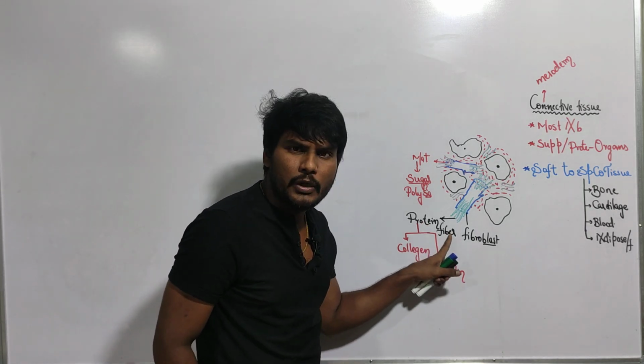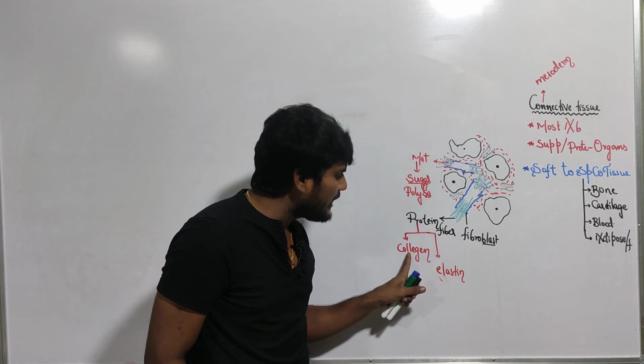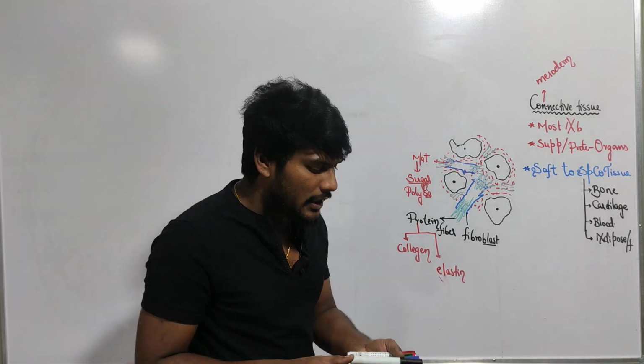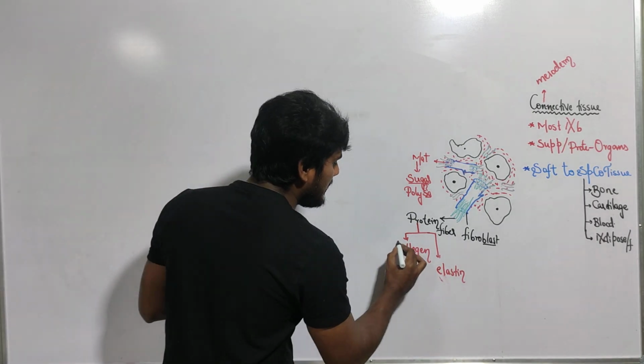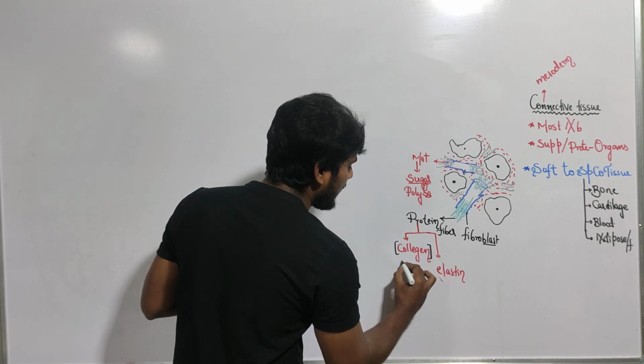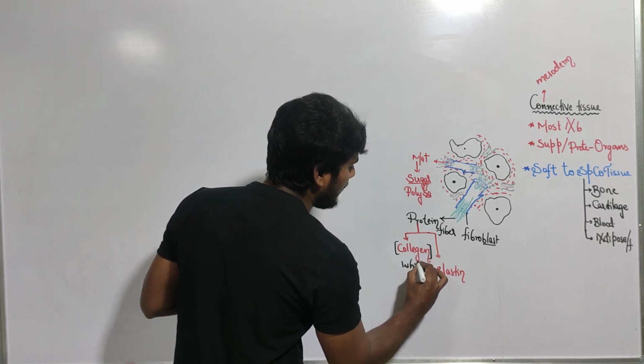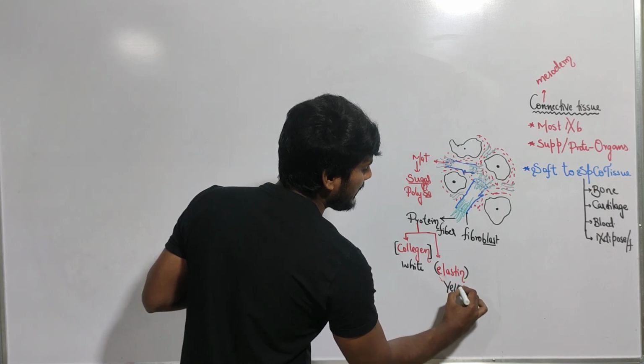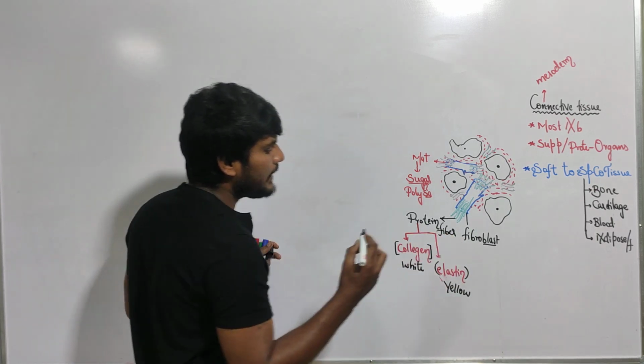The fiber is made up of protein. Which protein is it? The fiber is made up of collagen, and sometimes the fiber is made up of elastin. If it is made up of collagen, the color of the fiber will be white, and if it is made up of the elastin protein, its color is yellow.